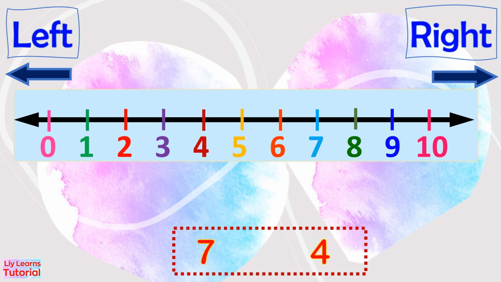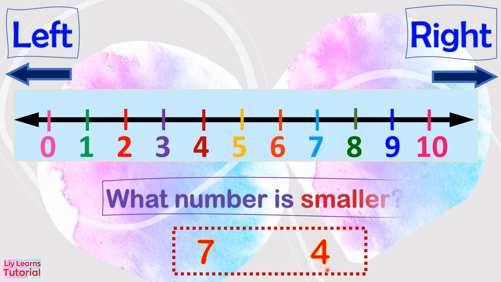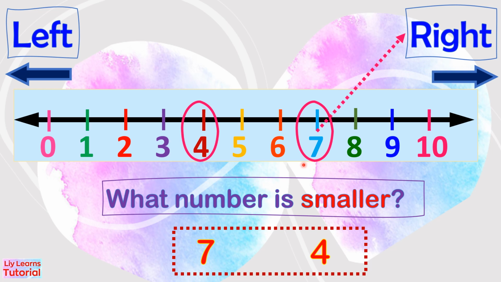Let's take another example. We have 7 and 4, but this time, you will tell me what number is smaller. Okay, so what's the first step? I will circle 7 and 4 on the number line. Correct. Which side of the number line is 7? At the right side. What about 4? At the left side. So, which number is smaller? Is it 4 or 7?